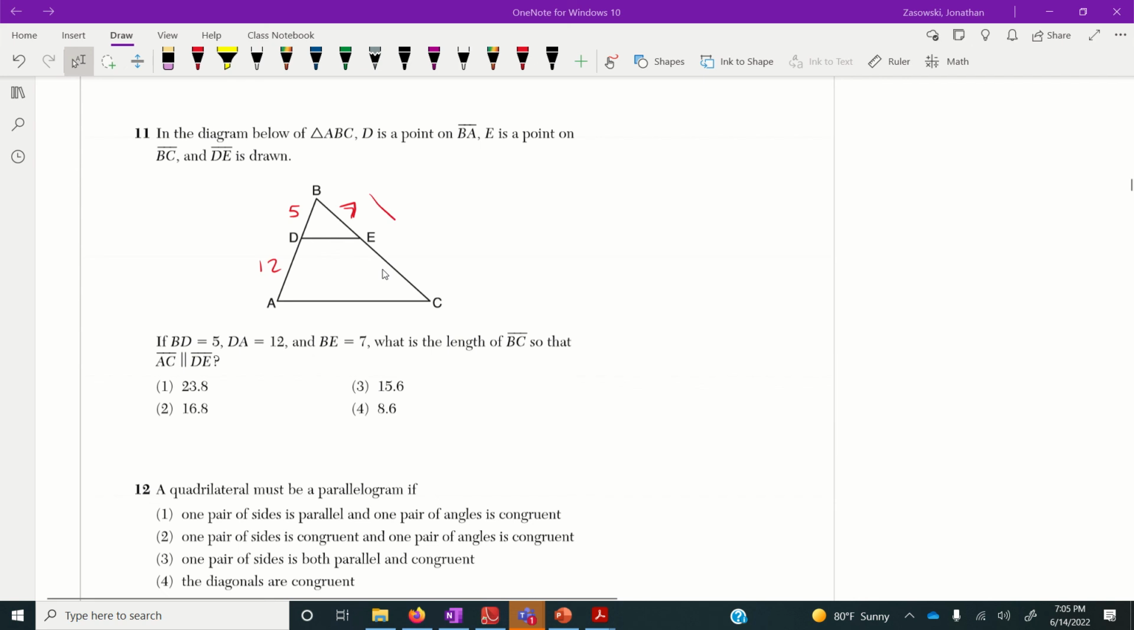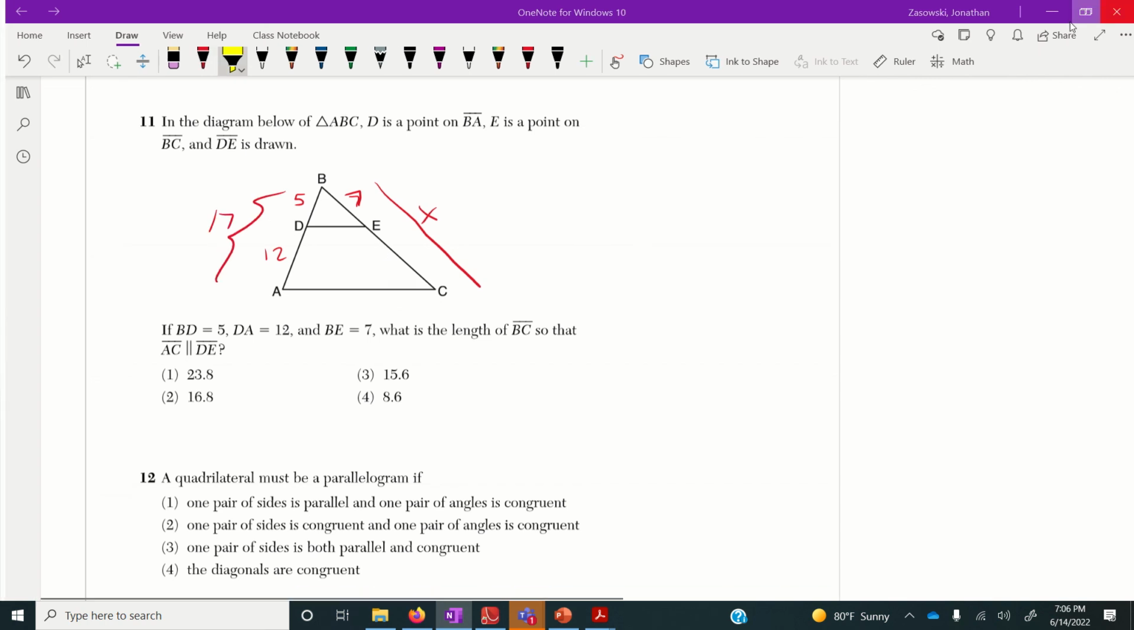All right. So 7 over, and they want to know what this whole side is. So you can just do a ratio like this. Call this x. Okay. What's up, Genevieve? Call this x, and then you're going to need the whole thing here. So you can do, for example, 5 over 17, 7 over x, and then you can cross multiply and solve. But you should get choice 1 as an answer.